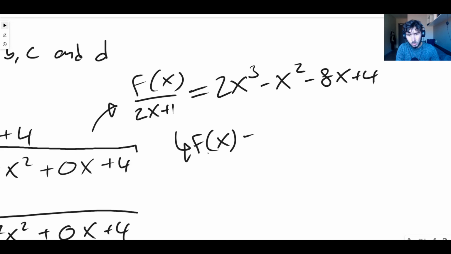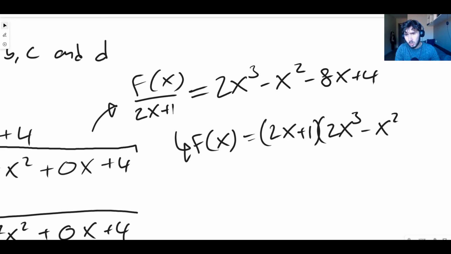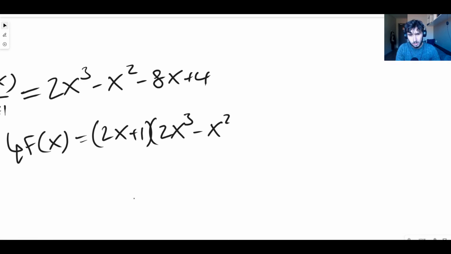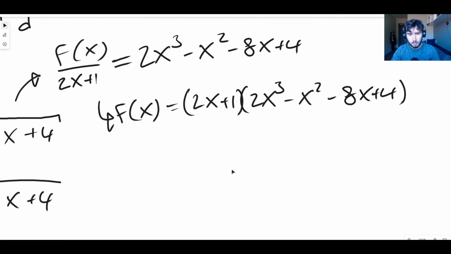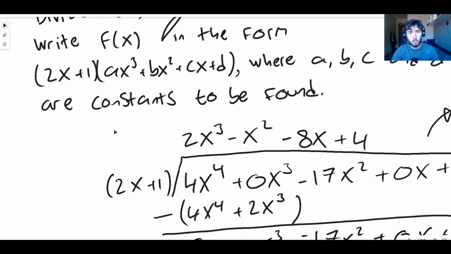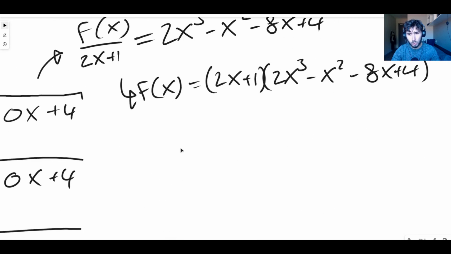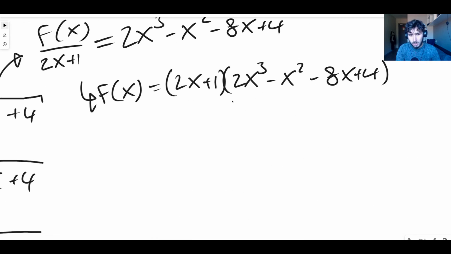So we just say f of x is equal to, and we multiply the left and the right by 2x plus 1. And then we get 2x plus 1 times 2x cubed minus x squared minus 8x plus 4, just like that. And from here you can see f of x equals 2x plus 1, that's what it wanted. It wanted 2x plus 1 times some cubic equation, which is what we've got here. And this right here is our ax cubed plus bx squared plus cx plus d. So this is the answer.